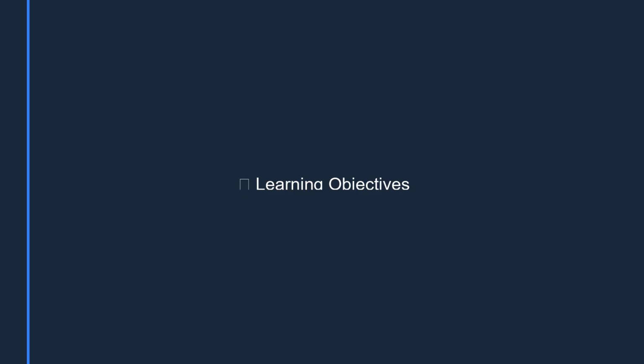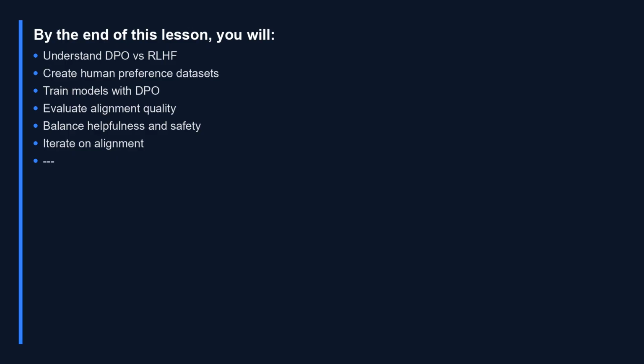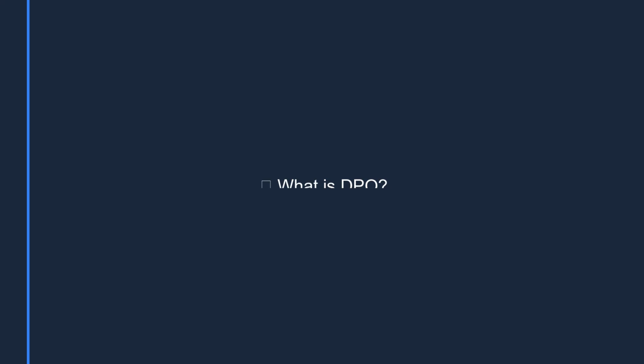Learning objectives. Here's what you'll walk away with. You'll understand how DPO differs from the older RLHF approach and why that difference matters for you specifically. You'll know how to build a human preference dataset, run a DPO training loop, and evaluate whether your alignment actually improved. You'll also develop an intuition for the tension between helpfulness and safety, and how to iterate your way to a balanced model.